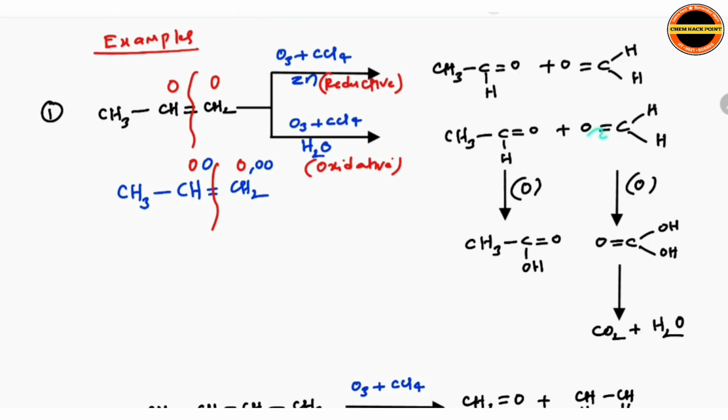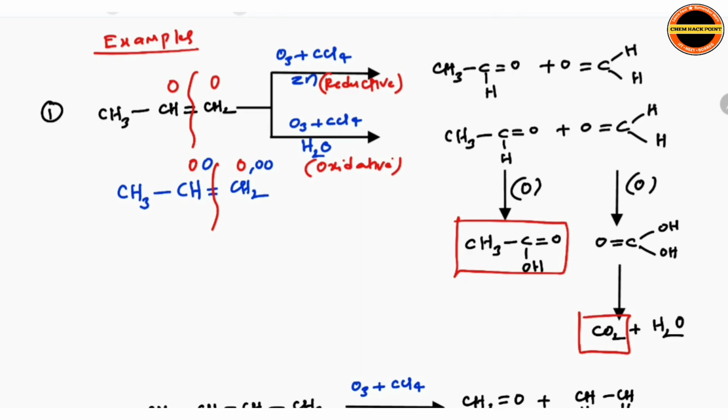Here what will you get? No need to show the in-between steps I showed here. These intermediate products you need not show. Only the final products you have to write directly. Here what will you get? CH3COOH, that's what we got. Here what will you get? CH2 with 3 oxygen atoms. So the same carbon having two OH groups is unstable, so one water molecule is eliminated and CO2 is formed. So the final products here are carboxylic acid and CO2.